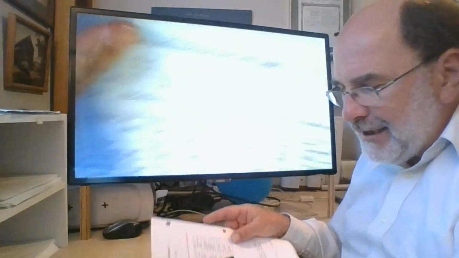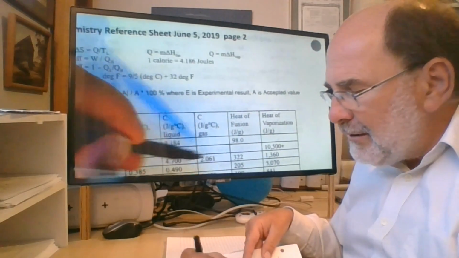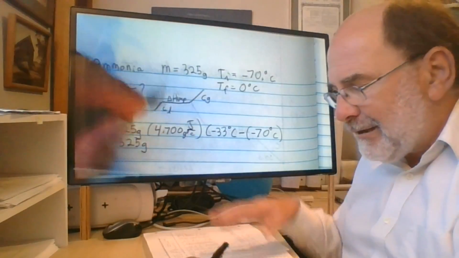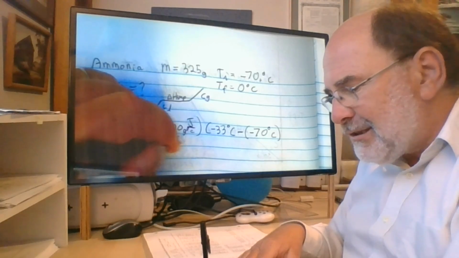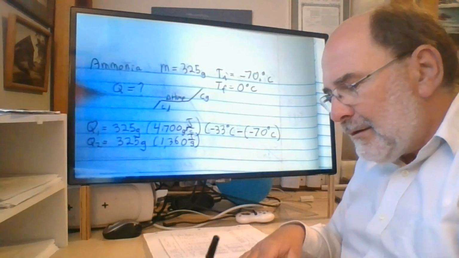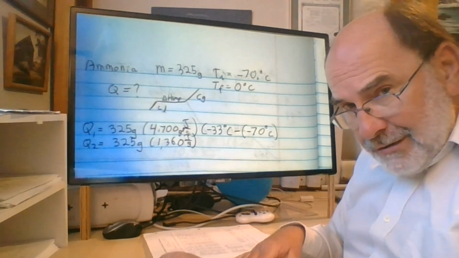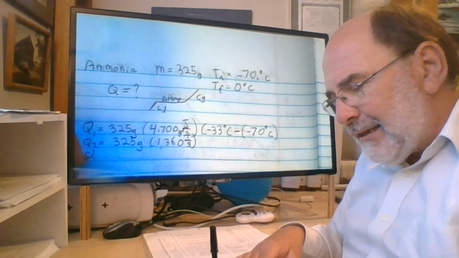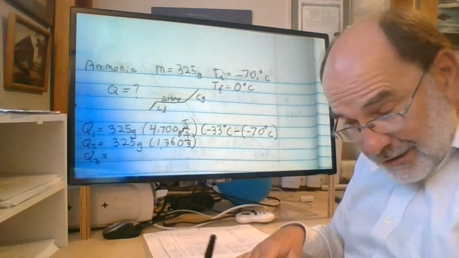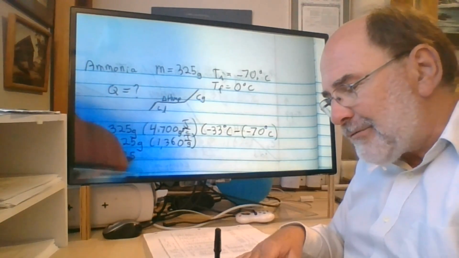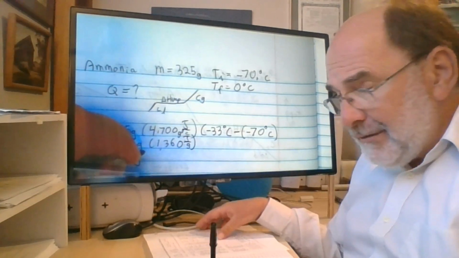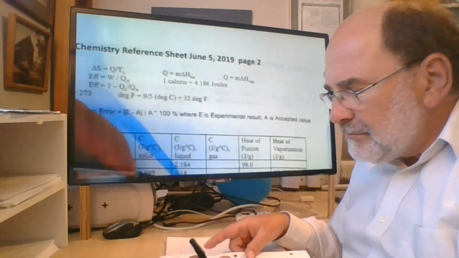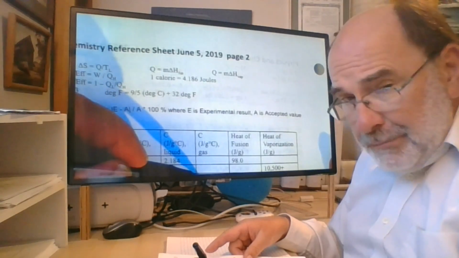And now I look up the heat of vaporization of ammonia, and it says 1,360 joules per gram. So 1,360 joules per gram. That will give me gaseous ammonia at its vaporization temperature, boiling point. Last step is to heat up that gaseous ammonia. All 325 grams of it are now going to be heated using the specific heat of gaseous ammonia, which is on this chart.